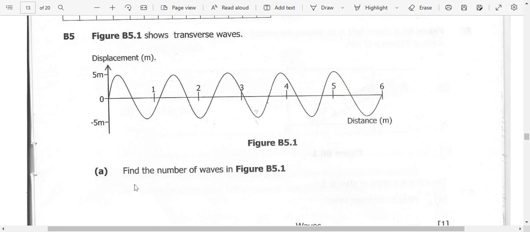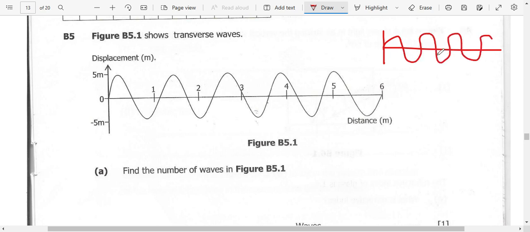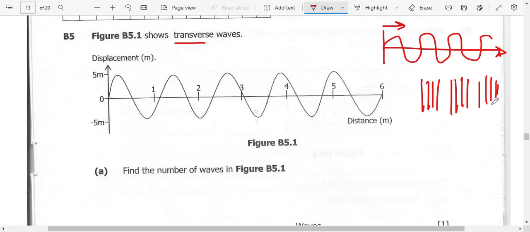Okay, so a question on waves. The figure shows a transverse wave. A transverse wave is a wave that goes up, down, up, down. It goes perpendicular, or makes 90 degrees, to the direction of motion. The wave is going in this direction, but it is moving up and down. And then you also have a longitudinal wave. A longitudinal wave looks like this. That's how it looks. It's a bit different from a transverse wave.